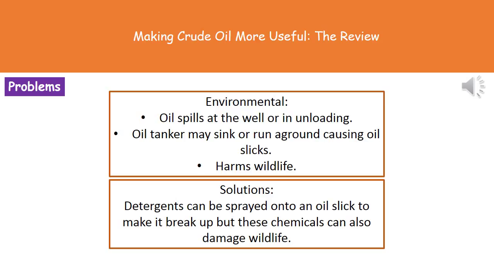Now anytime we spill oil, then we're at risk of harming wildlife, because what it will do is it can get onto the birds' wings and stop them being able to fly and create lots of problems with our fish as well. We do have a solution that we can use to try to help with this, which is that if we get an oil slick, we can spray detergent across the actual oil slick itself, and that will make it break up. But the big problem with doing that is that those detergents, those chemicals that we're using, can also damage the wildlife themselves.